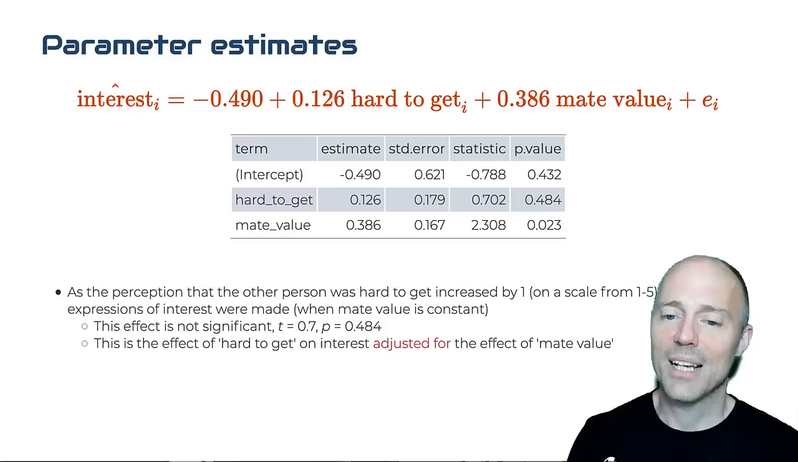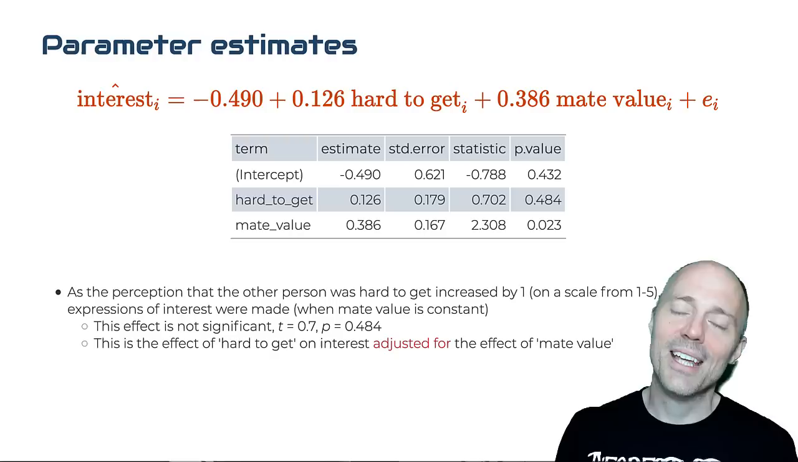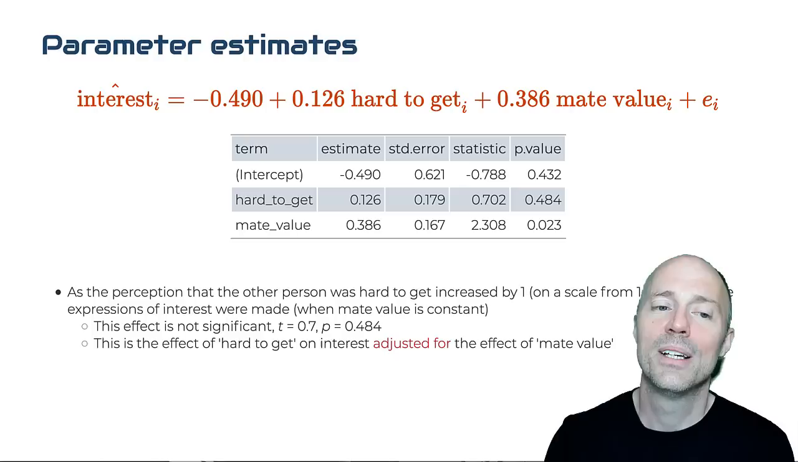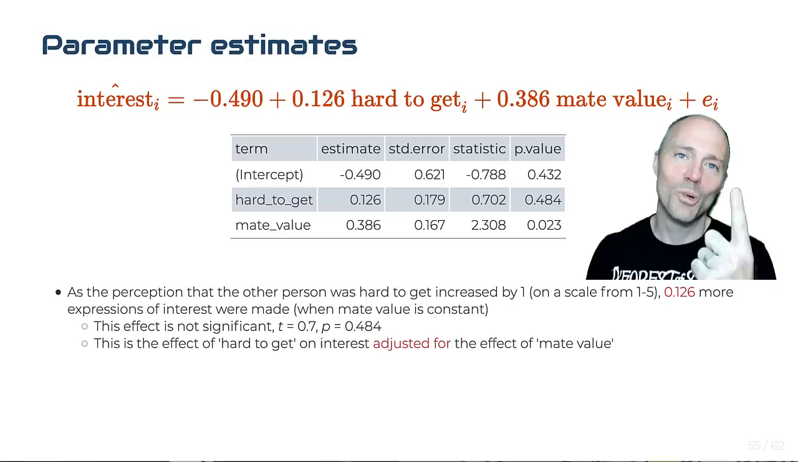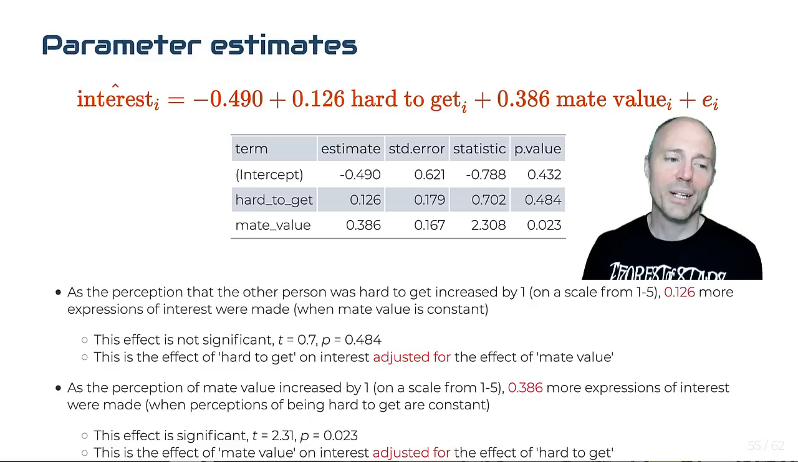You're just getting, bearing in mind the hard to get scale is only like a 5-point scale, for every shift of one on that 5-point scale, you're getting 0.126 more expressions of interest. So you'd need like a mammoth shift, you couldn't shift far enough on that scale to get one more expression of interest, basically. So not a very useful predictor.